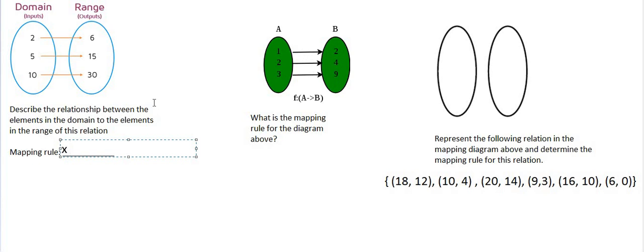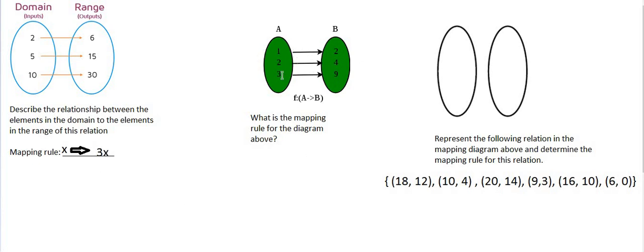So x maps onto... what did we do to the x values over here to get these values over here? We multiplied by 3. So our mapping rule is x maps onto 3x. And that's it. Next one.